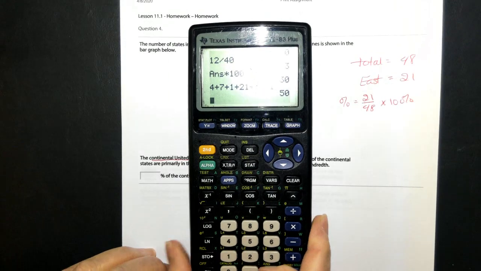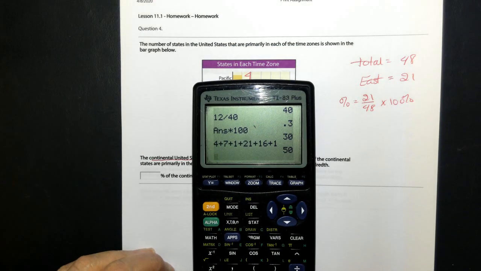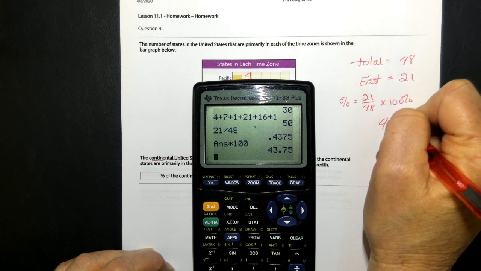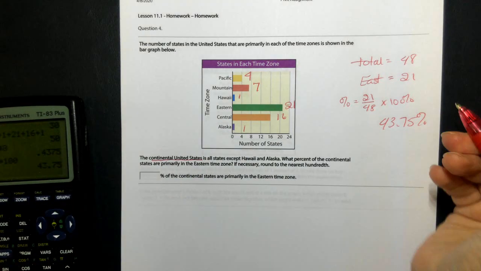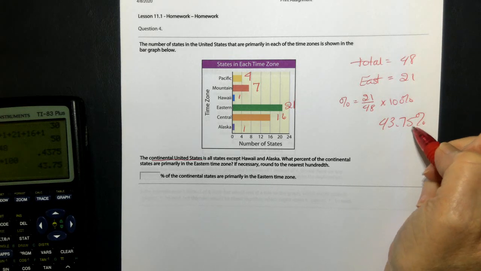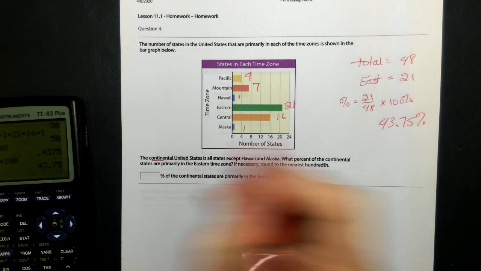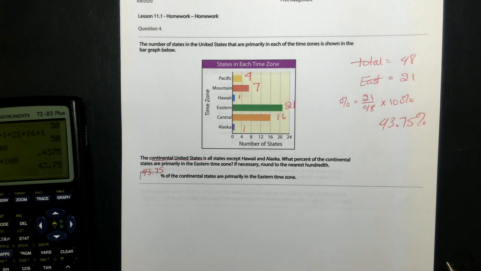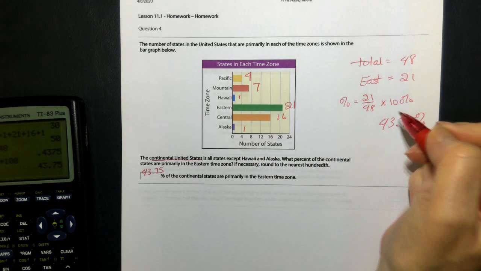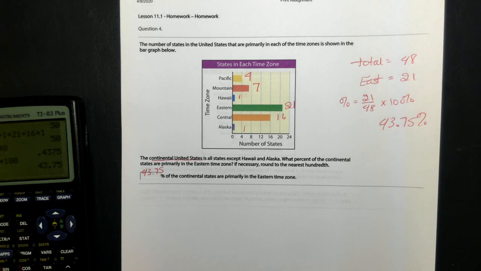21 divided by 48 equals 0.4375, times 100, and we get 43.75%. So the percent of states in the Eastern time zone is 43.75. If yours asks for a different time zone, you would simply use that number in the numerator to get the answer.